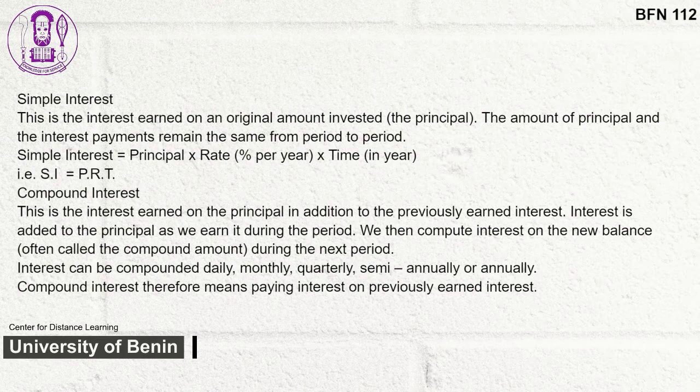Compound interest. This is the interest earned on the principal in addition to the previously earned interest. Interest is added to the principal as we earn it during the period. We then compute interest on the new balance, often called the compound amount, during the next period. Interest can be compounded daily, monthly, quarterly, semi-annually, or annually. Compound interest, therefore, means paying interest on previously earned interest.